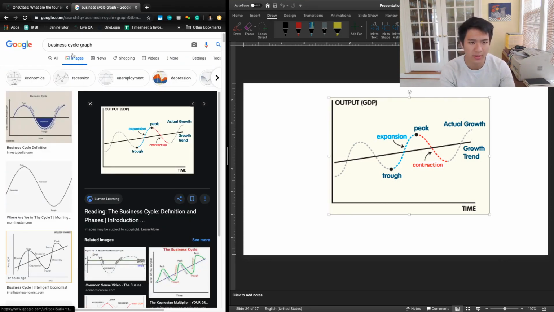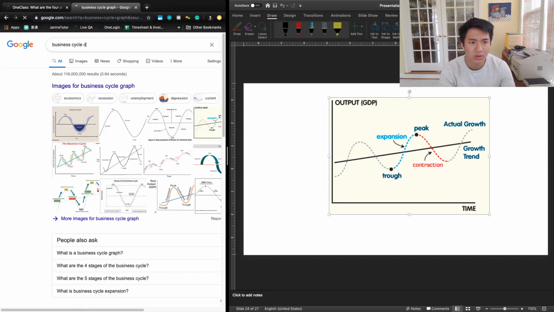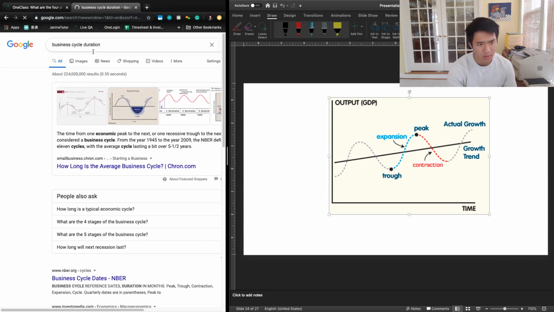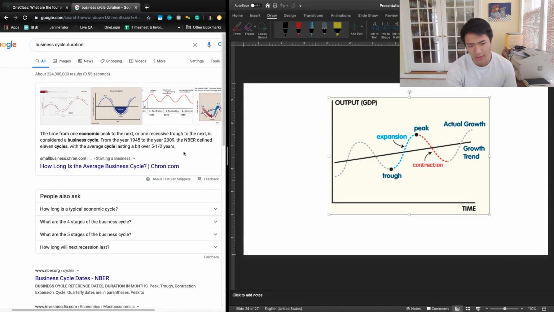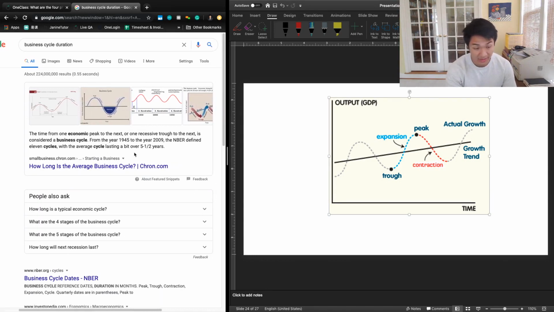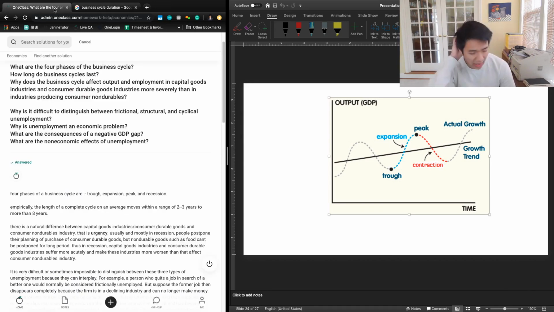Let me see, business cycle duration. Yeah, so from the year 1945 to the year 2009, the NBER defined 11 cycles, with the average cycle lasting a bit over 5.5 years. And so something along this range. I would not put too much emphasis on memorizing these random facts. More so understanding the general concepts would be a more efficient use of your time.